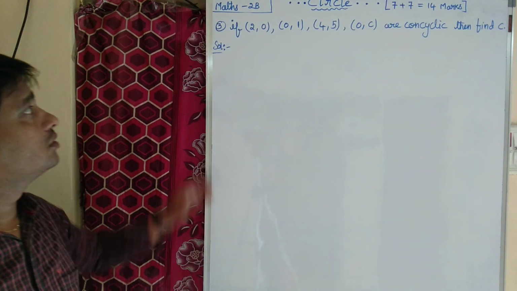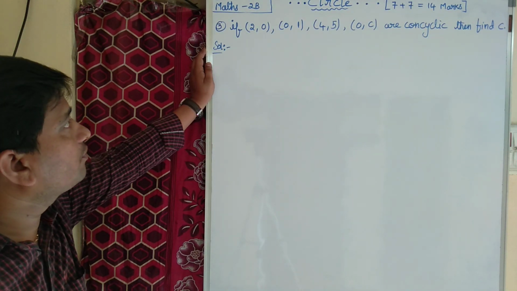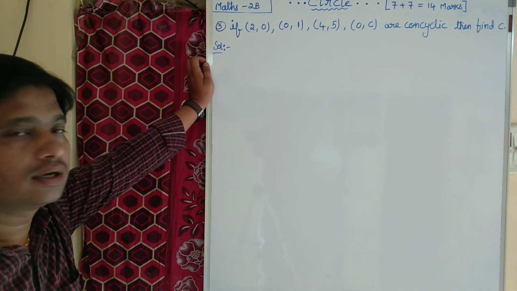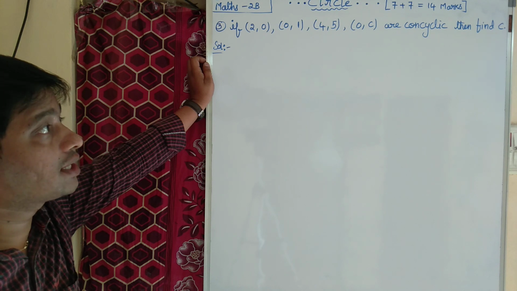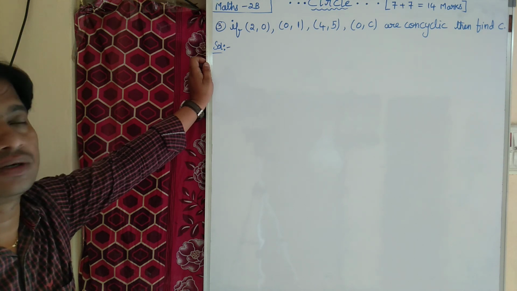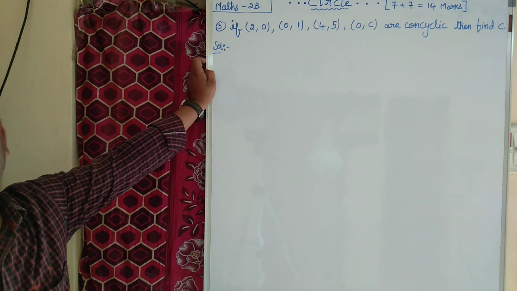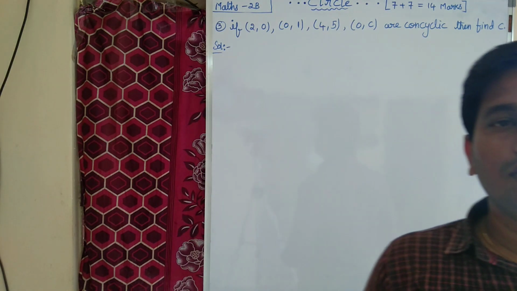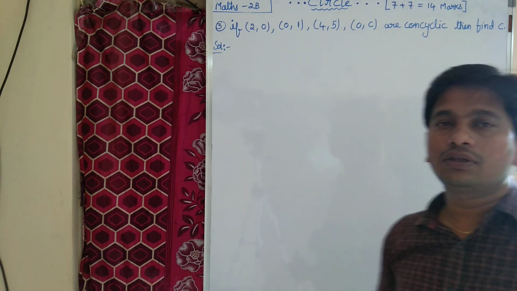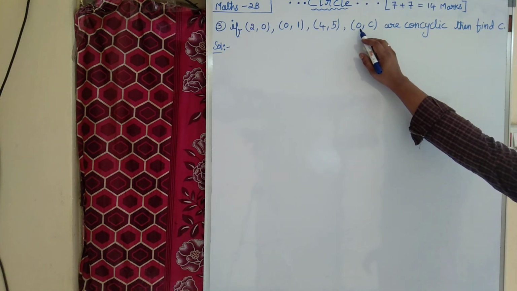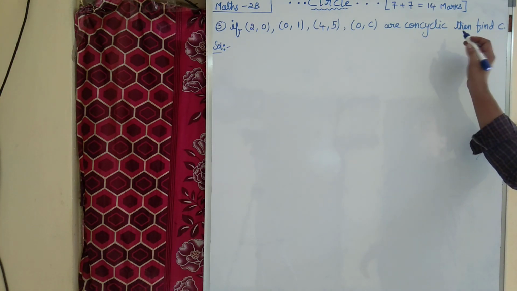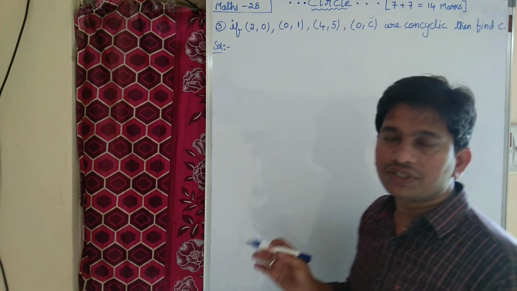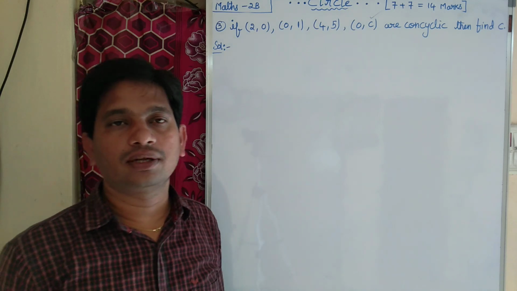Now coming to the third question. If 2 comma 0, 0 comma 1, 4 comma 5, 0 comma c are concyclic, then find c. Before, the question was to prove that 4 points are concyclic. Here 3 points are given and the 4th point is 0 comma c. We need to find the value of c. In the same manner, first of all we need to find the equation of circle.